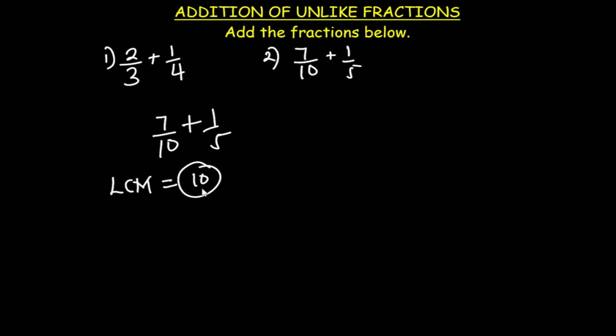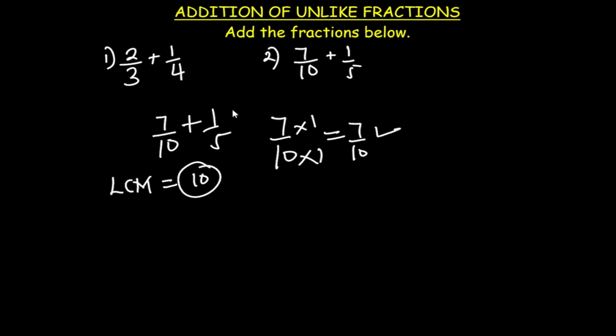So now, knowing the LCM, we take the first fraction, which is 7 over 10, and equate it to the LCM. So we ask ourselves, 10 multiplied by what number is going to give me 10? We know that 10 times 1 will give me 10. So I'll put the 1 here and also put the 1 here. 7 times 1 is the same as 7.